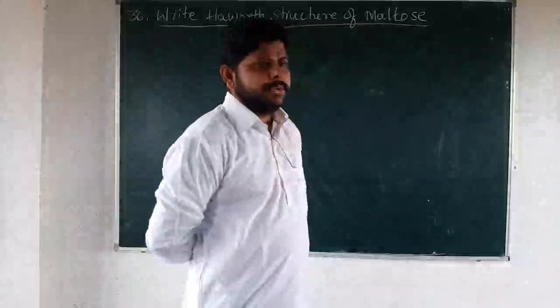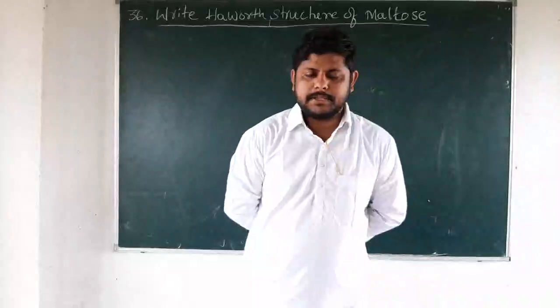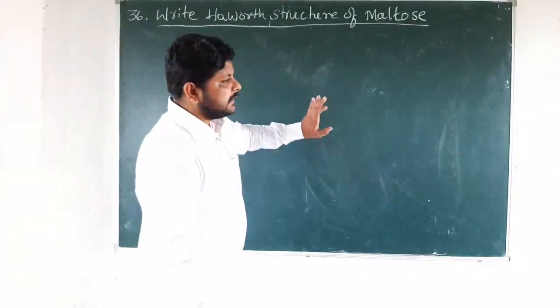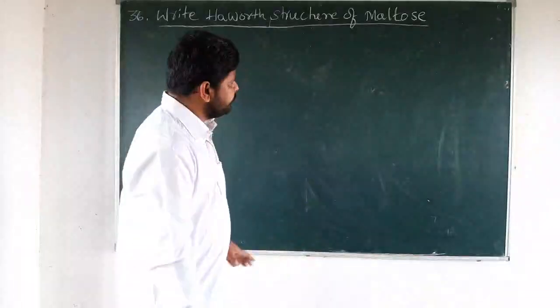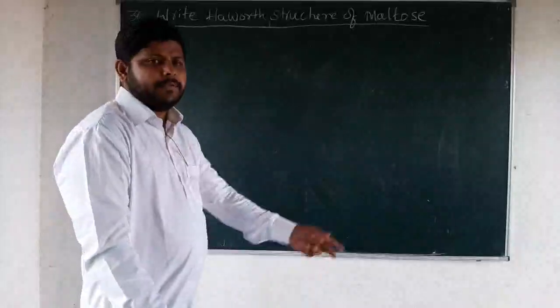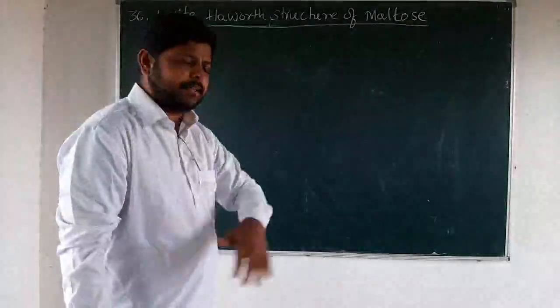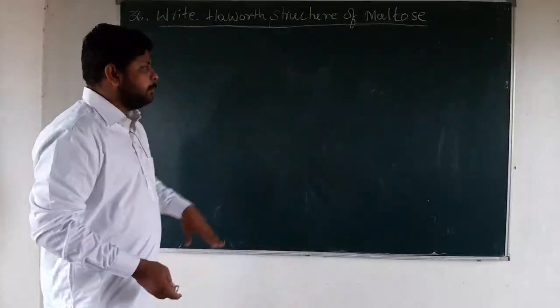For maltose, there will be two structures. One is alpha maltose and one more is beta maltose. Actually, maltose is made up of two monosaccharides. I am not going into their structures; directly I will write the structure of maltose.